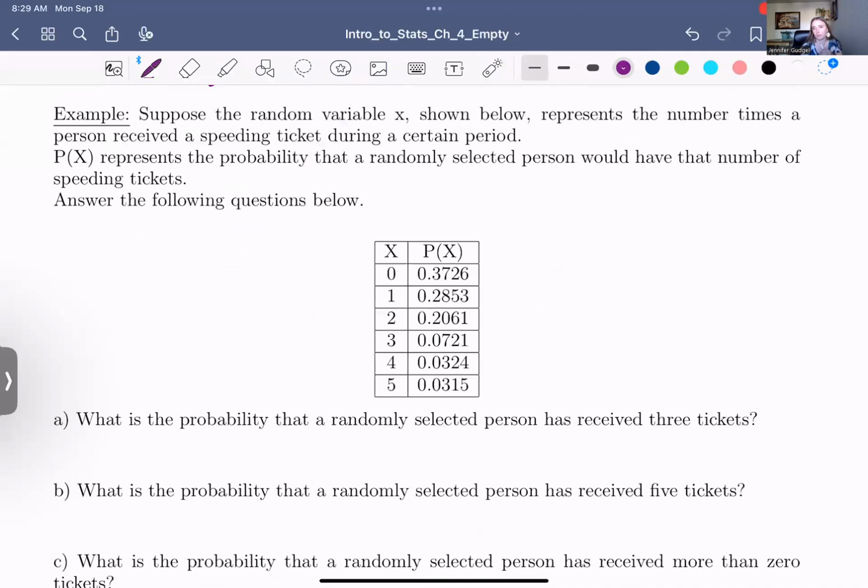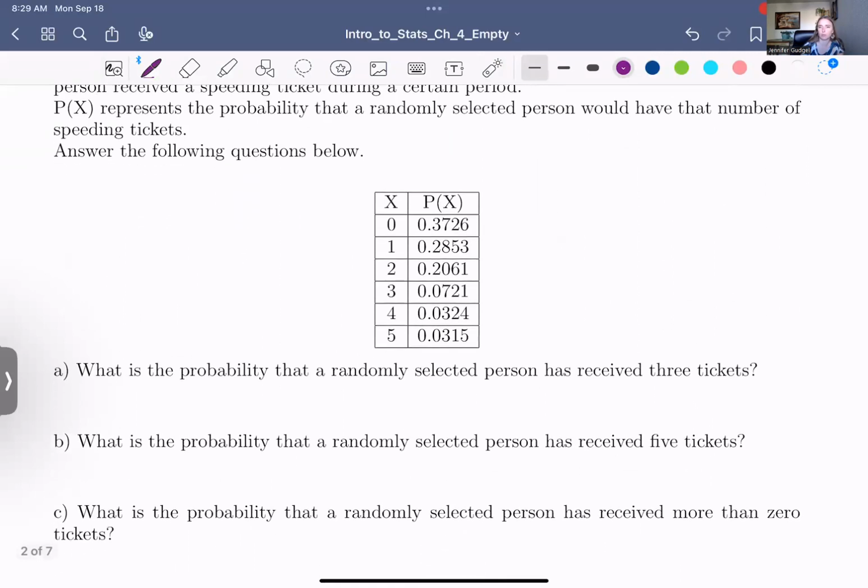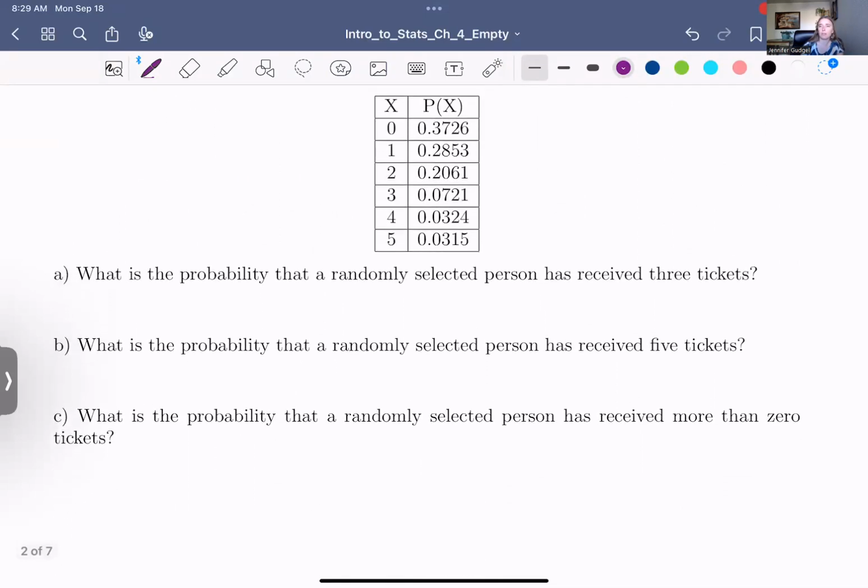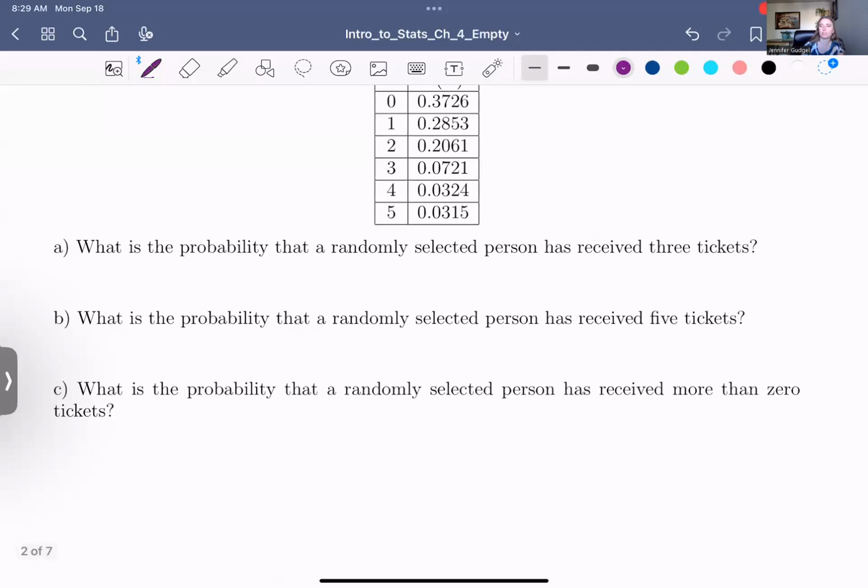Now let's write this down. All right, 0.3726. 0 tickets had a probability of 0.3726. Now let's use our notation as we answer the following questions. The probability that a randomly selected person received 3 tickets, exactly 3 tickets, not more than 3, not less than 3, not at least 3, not at most 3.